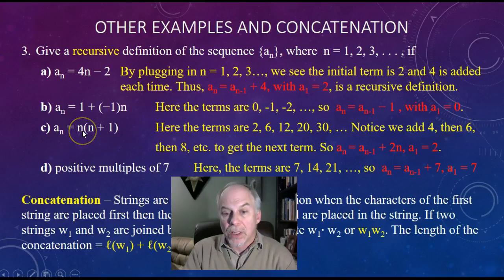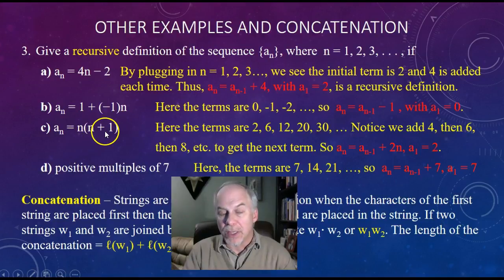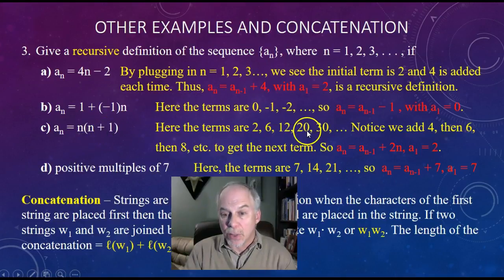All right, if you plug 1 in here to this next example, you get 1 times 1 plus 1, which is 2, so 1 times 2 is 2. You plug in 2 there, you get 2 times 2 plus 1, which is 3, so 2 times 3 is 6. You plug in 3 there, you got 3 times 3 plus 1, which is 4, so that's 12. 4 times 5 is 20. 5 times 6 is 30. So here are your terms, 2, 6, 12, 20, 30.